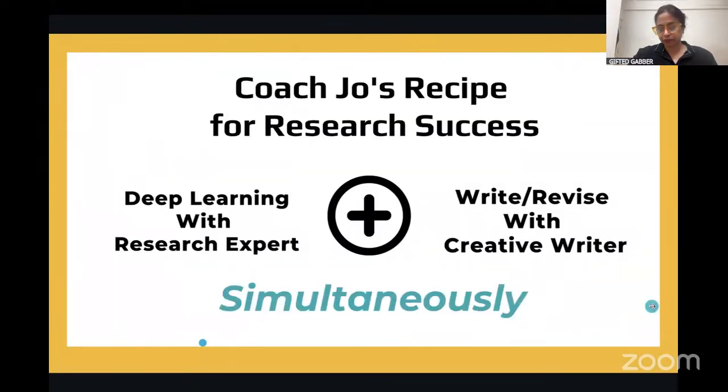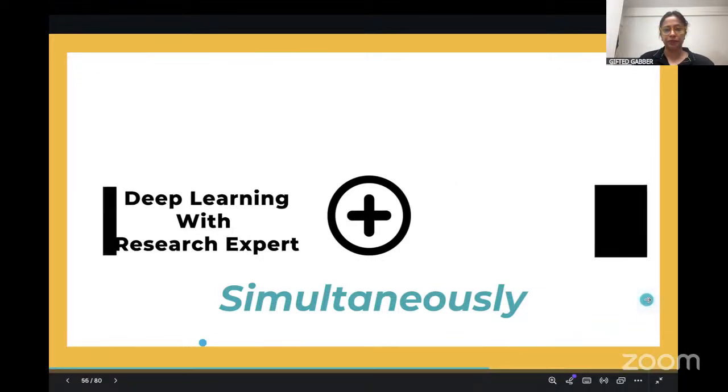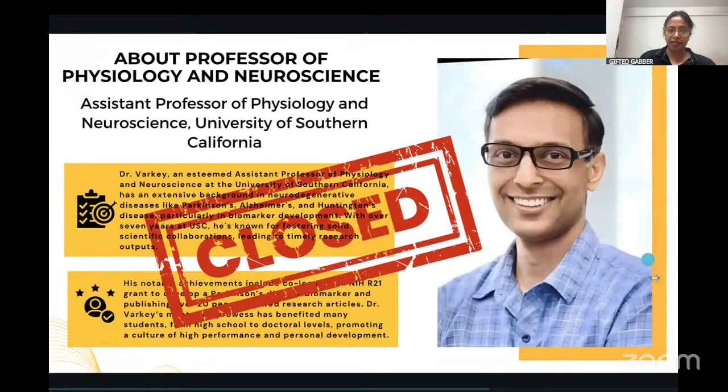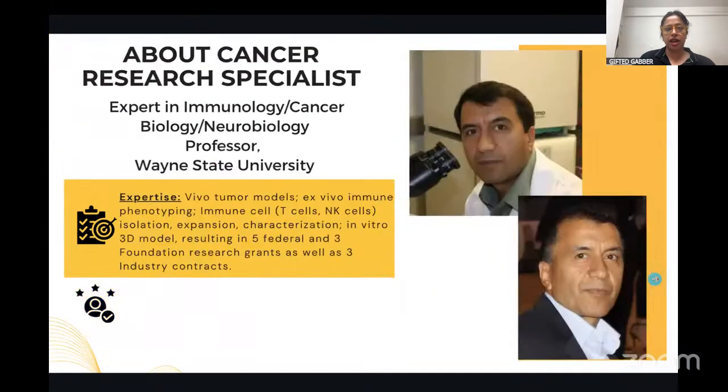So the design of our research program is like this. We have 2 professors who work with students. One is the expert, another is a creative writer. They work simultaneously. We produce a 4,000-word research paper that we help students submit for publishing. Okay. And neuroscience is closed. It was for January. At the moment, we have cancer, which is very, very popular and it's getting filled up.